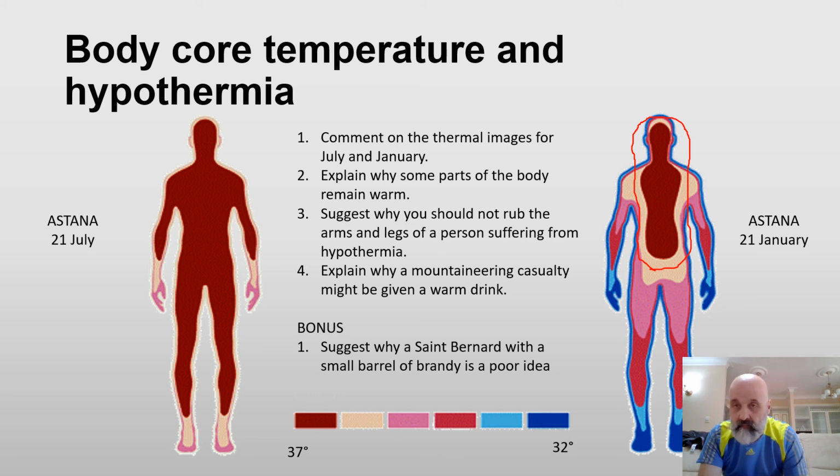Why is that? Well, the answer should be fairly obvious. These parts of the body contain our vital organs, our brain, our heart, our lungs, and our liver, which of course is very, very important. So these organs have to be kept at around 37 degrees C. Your body basically directs blood away from the extremities because this is where you lose heat.